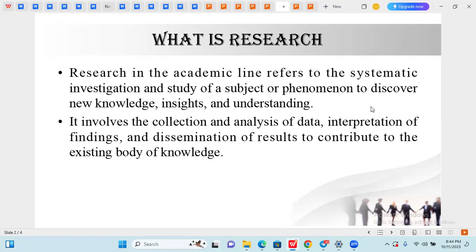So if you want to call yourself a researcher, are you with me? You should not just be a writer alone. In fact, if you look at this process, writing is not there. It says it involves the collection and analysis of data. So if you actually want to call yourself a researcher, you must also master data analysis. They go together. Are you with me? It also says interpretation of findings and dissemination of results to contribute to the existing body of knowledge.